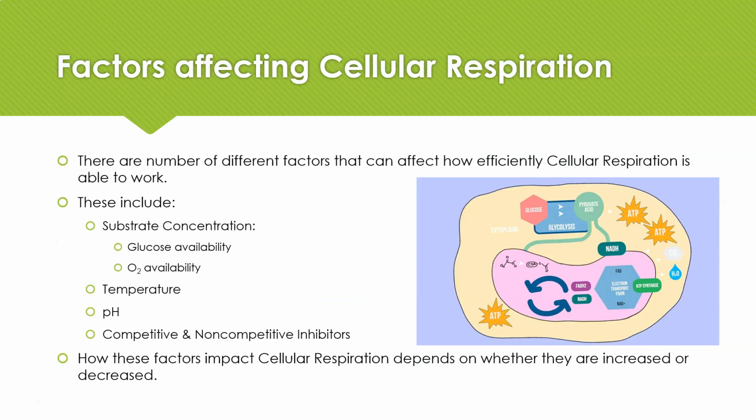Now, in terms of factors affecting cellular respiration, there are plenty of different factors that affect how efficiently cellular respiration is able to work. And we've grouped them here into substrate concentration, either glucose or oxygen availability, temperature, pH, and the different types of competitive and non-competitive inhibitors. Now, how exactly each of these factors can impact on cellular respiration depends on whether or not you're talking about increasing the factor or decreasing the factor. And we're going to go through and look at each of them in turn.